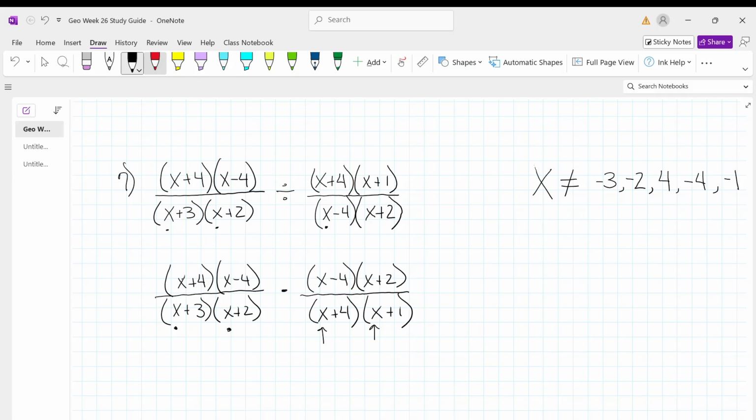When you start canceling, I see an x plus 4 and an x plus 4. An x plus 2 with an x plus 2. And that's about it. So in the numerator, we get x minus 4 squared. In the denominator, x plus 3 times x plus 1. With those restrictions.